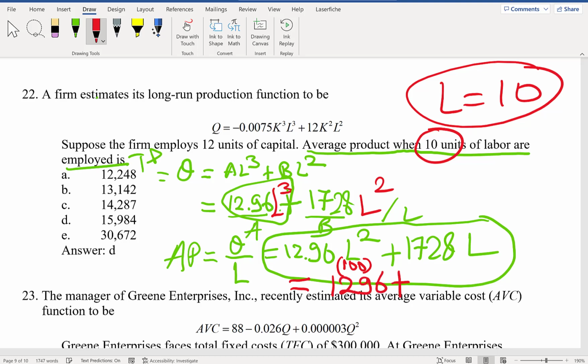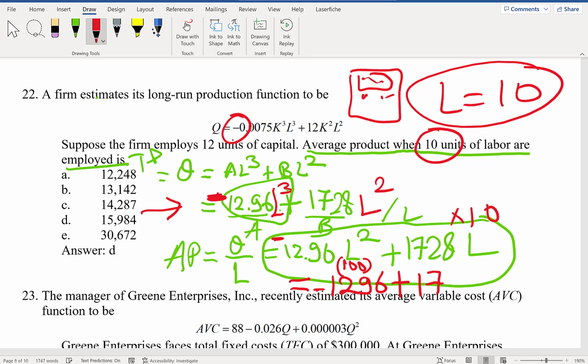1296 plus, this is 10. If you calculate 17,000, this is a negative sign. Don't forget the negative sign. Look how I did. Even a professor can't forget the negative sign. What does it tell you? That means always write things down. Do not just plug everything into your calculator. For sure have a scratch paper and double check.